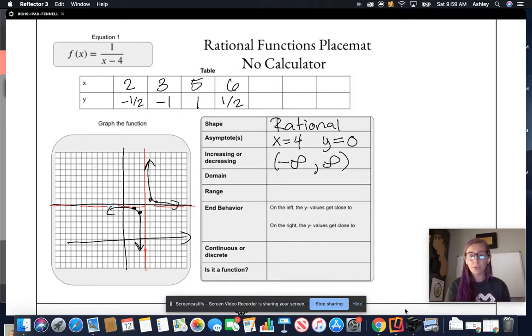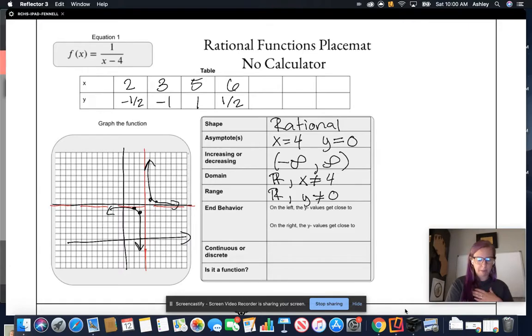Okay, what is the domain? Remember, for these rational functions, we're going to say it's everything because it is, except the asymptote, because we can't touch that, right? So all real numbers except x cannot equal, in this case, +4. What about the range? Same thing, except now we're going to say everything except our horizontal asymptote. So now we're all real numbers except y cannot equal 0.